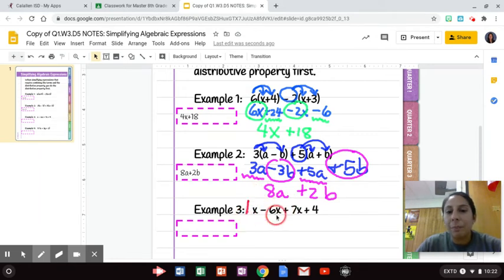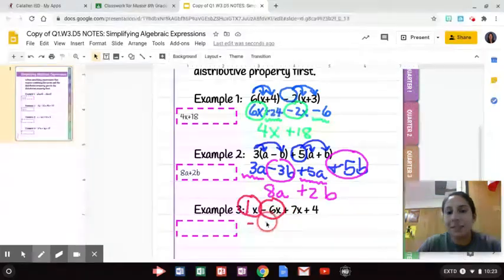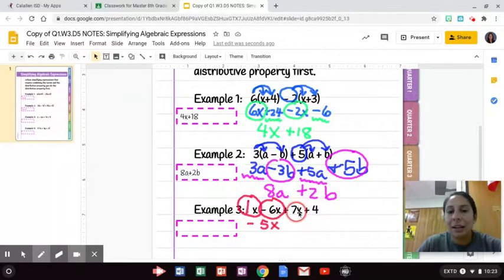So we're going to combine all of our x's together. I'm going to start with 1x, take away 6x. 1 take away 6, that's negative 5x. And I'm just going to bring everything else down here, plus 7x plus 4. So the only thing I did in this step was combine the x's right here together. Now you'll notice that you still have x's that can be combined together, negative 5x plus 7x. So together that's going to give you 2x.